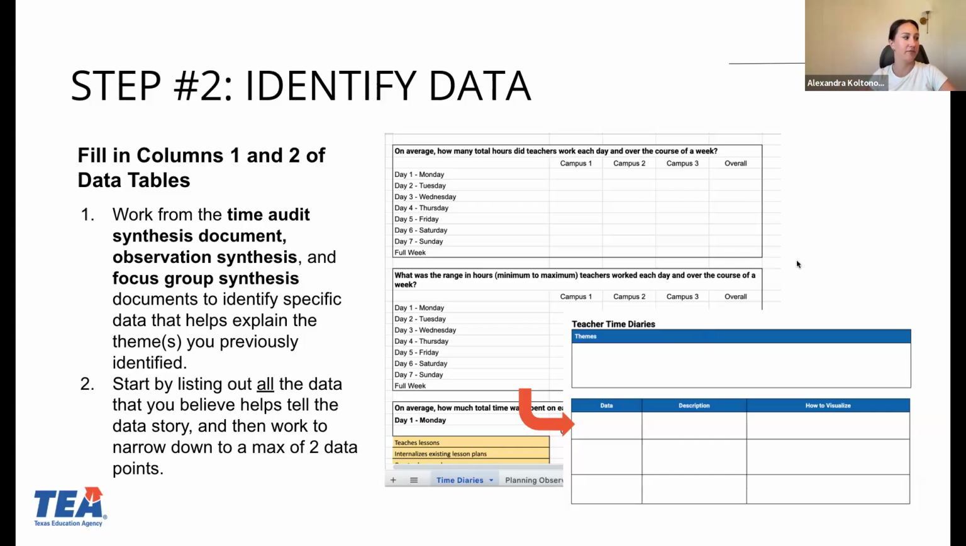And then same thing, like I said, start by listing out all of the data that you believe helps tell that story, but then work to narrow it down to a max of 2 points.